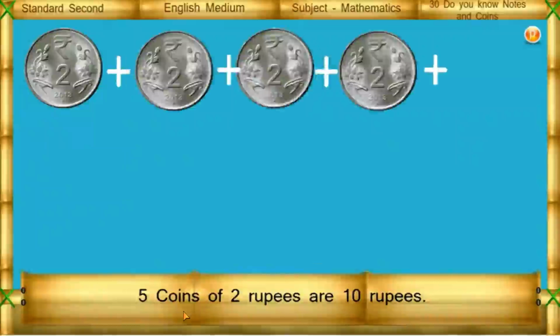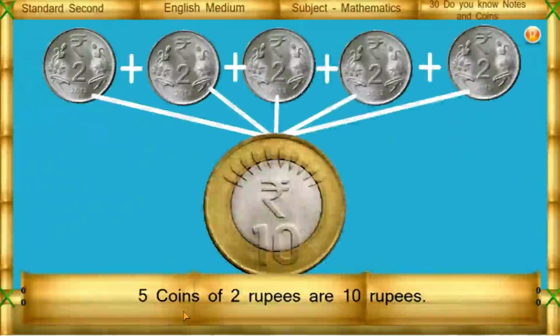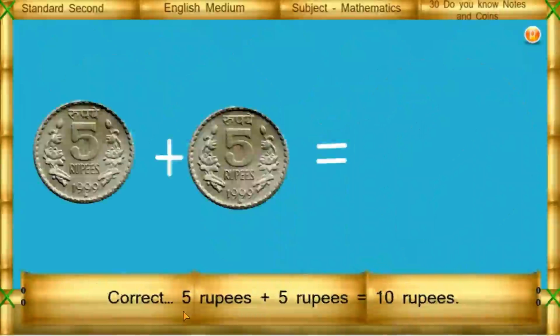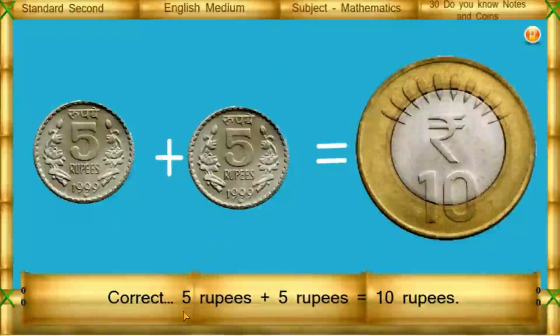5 coins of 1 rupee are 5 rupees. 5 coins of 2 rupees are 10 rupees. If there were 2 coins of 5 rupees, then how much would it be? Correct. 5 rupees plus 5 rupees equals 10 rupees.